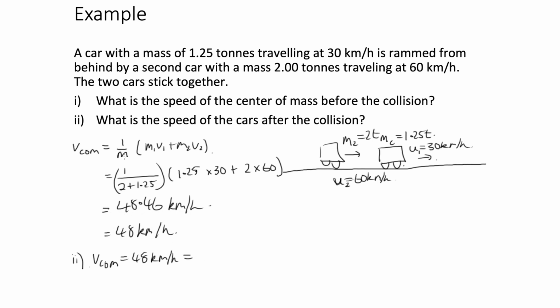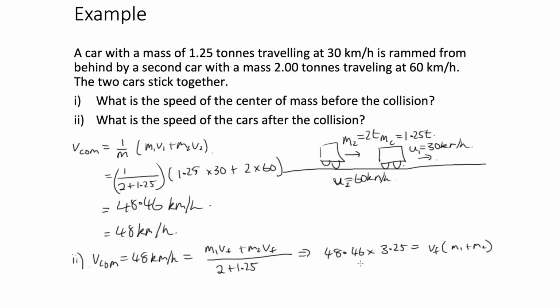And that is still equal to the total mass, which is 2 plus 1.25 times m1 times the final velocity plus m2 times the final velocity. Now they've got the same final velocity because we're told that they stick together. So we can write this as 48.46 times, adding these together, 3.25 is equal to the final velocity, which is what I'm trying to find, times m1 plus m2.